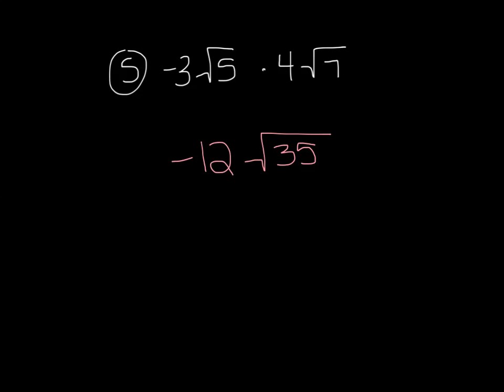To know whether or not we're done, we have to check a few things. There is not a square root in our denominator, and 35 is not divisible by any perfect square other than 1, so we are done simplifying.